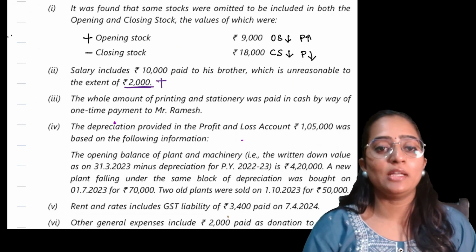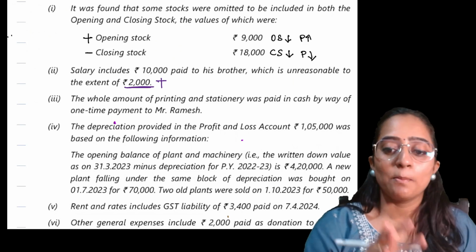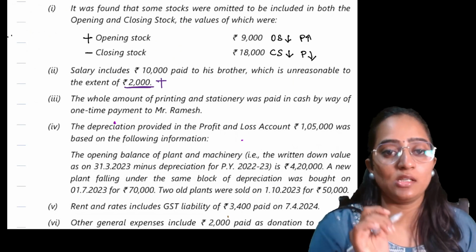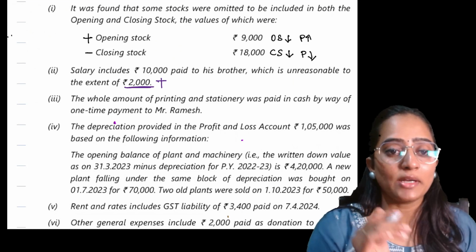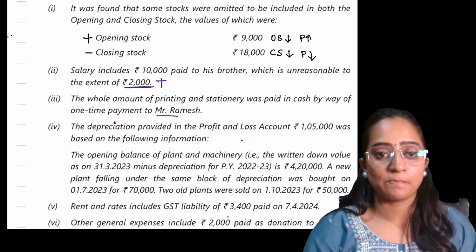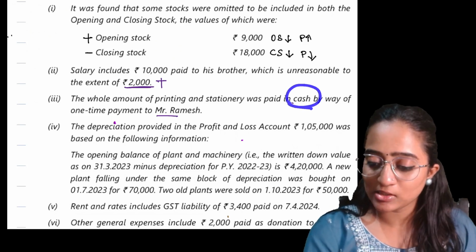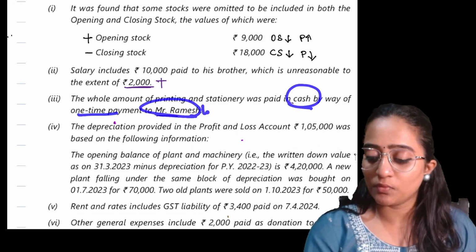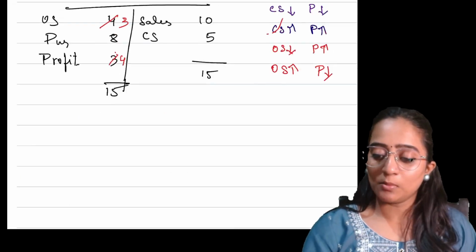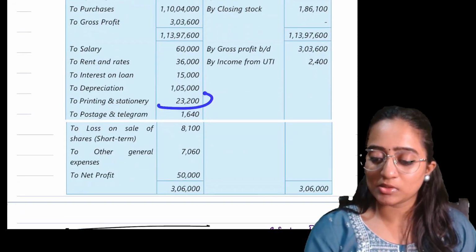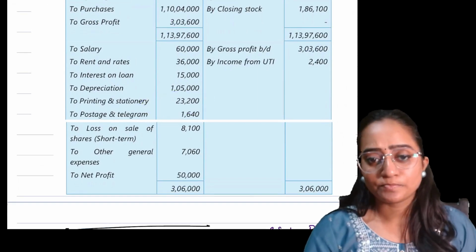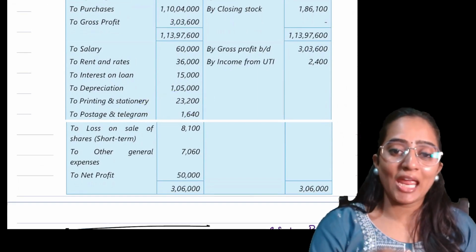The whole amount of printing and stationery was paid in cash by way of one-time settlement to this fellow, Mr. Ramesh. So it is paid in cash. The cash payment in this question is the one-time payment to this one fellow, Mr. Ramesh. Let's see how much is the printing and stationery expenses given in the question. 23,200.